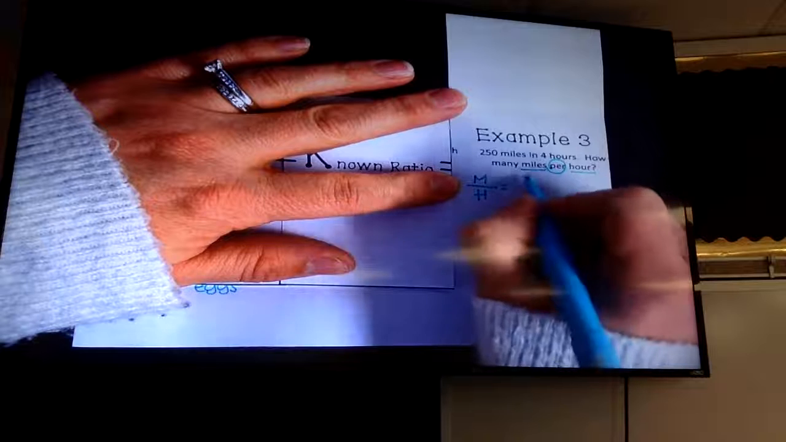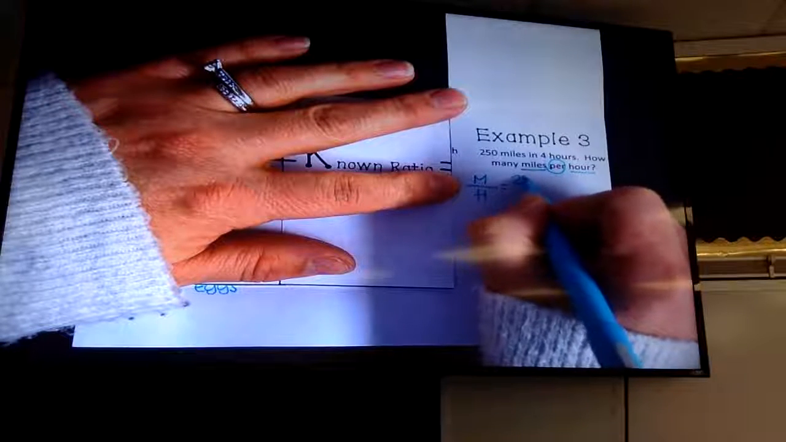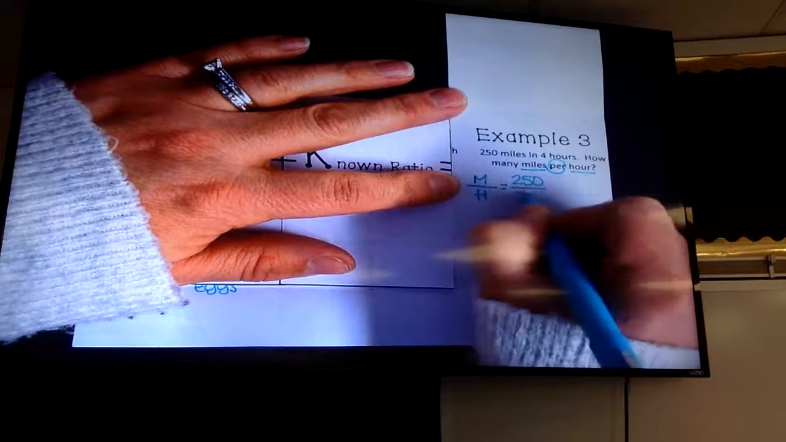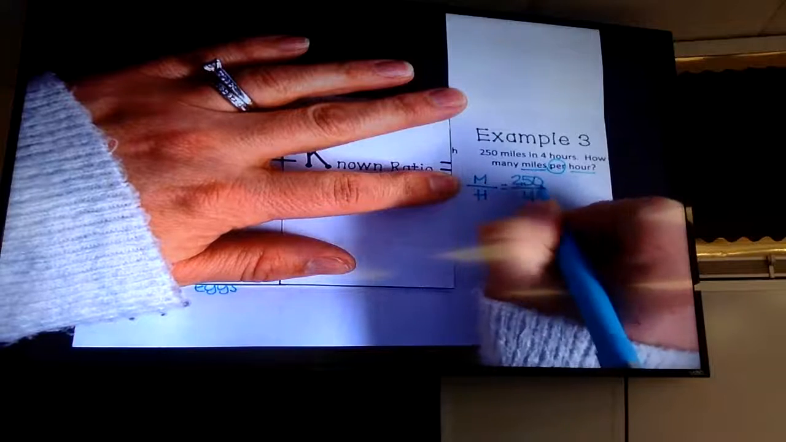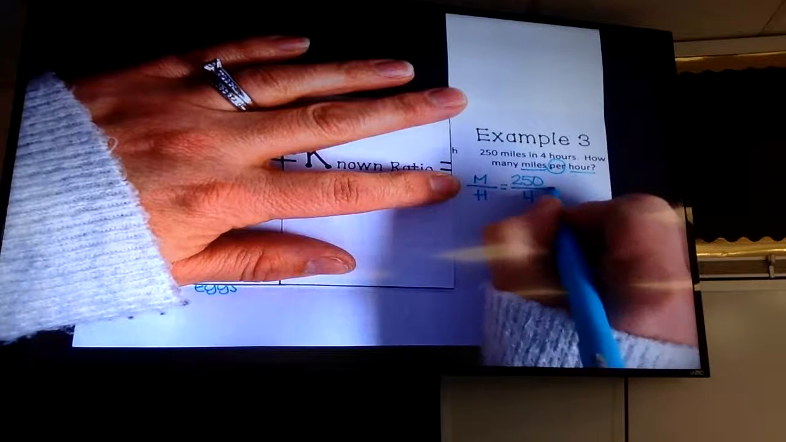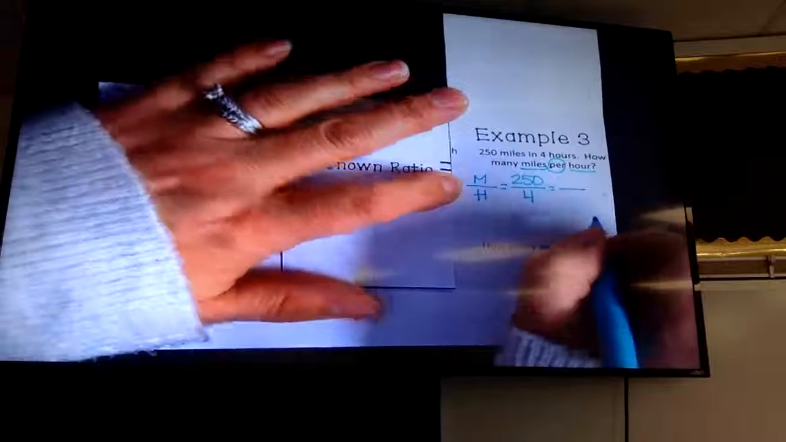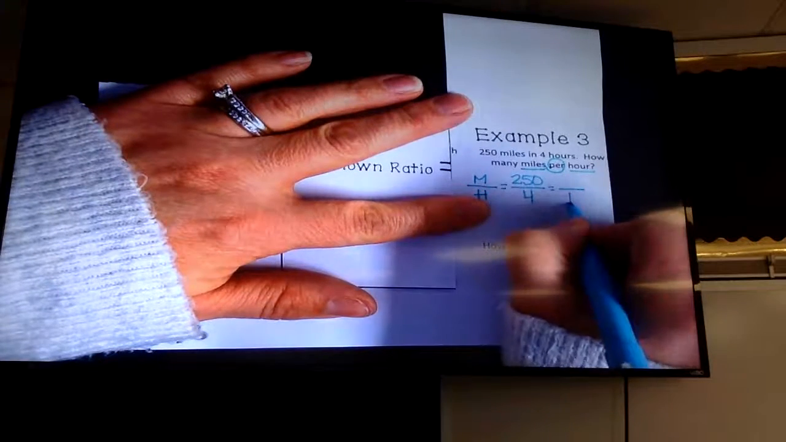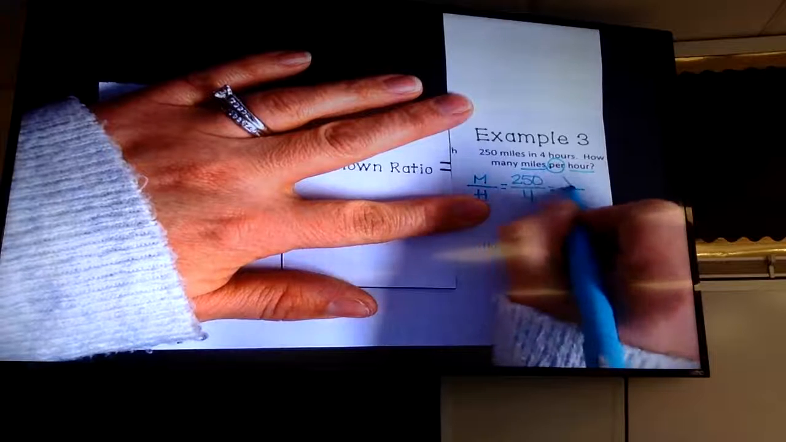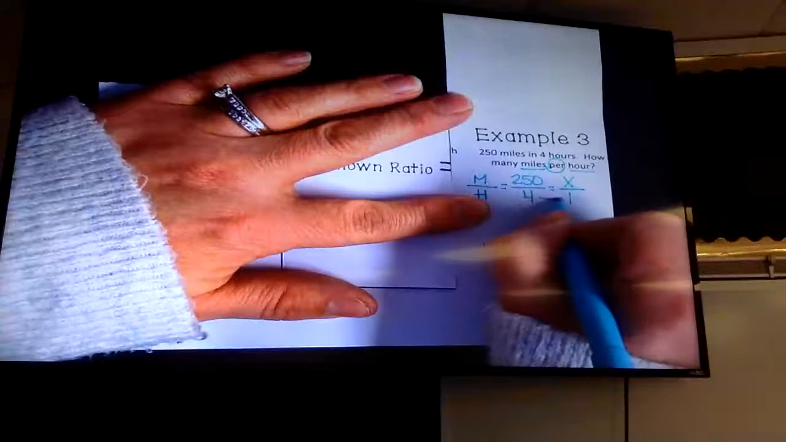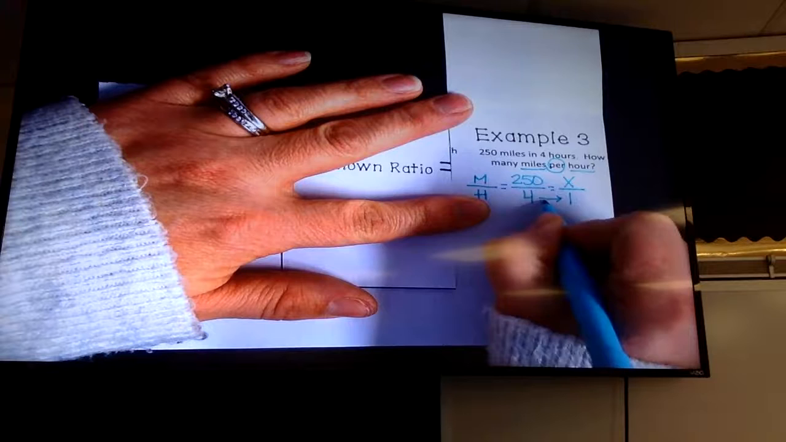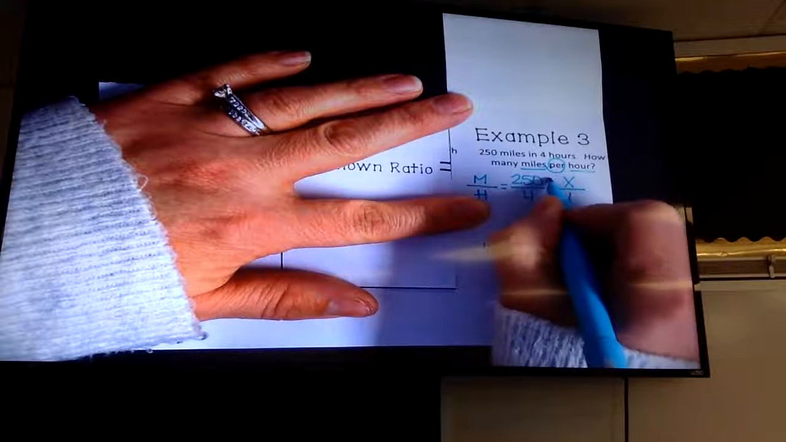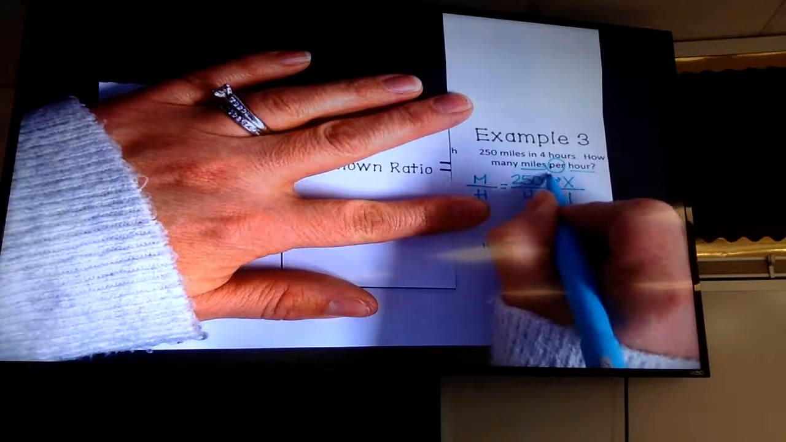Now let's do our known ratio. We know 250 miles in 4 hours. Okay, so now let's do our unknown ratio. How many miles per hour, per 1 hour? Okay, and we're trying to figure out the miles. So what did I do to 4 to make it a 1? I divided by 4. So I got to do the same thing on the top, 250 divided by 4.